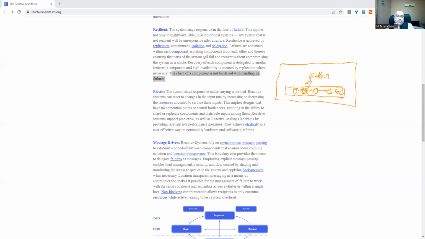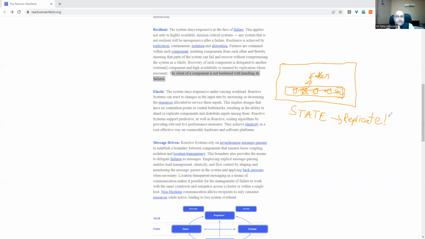And thereby ensuring that parts of the system can fail and recover without compromising the system as a whole, all right? So recovery of each component is delegated to another external component, and high availability is ensured by replication where necessary. So replication in case of data, you have to replicate things whenever there is state involved, right? So if there is state within the system, then to be redundant, you have to replicate that state basically.